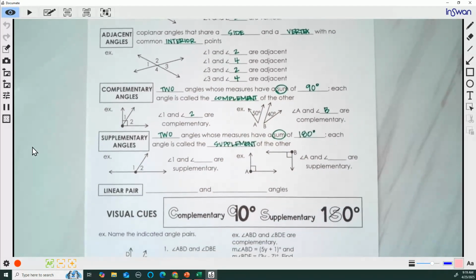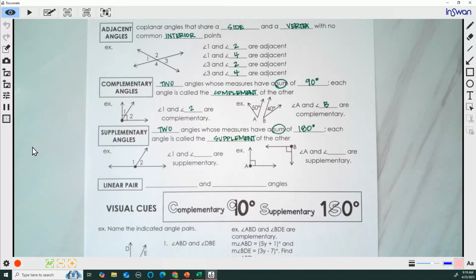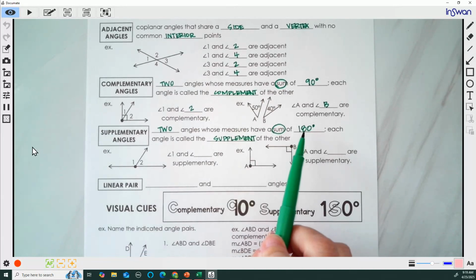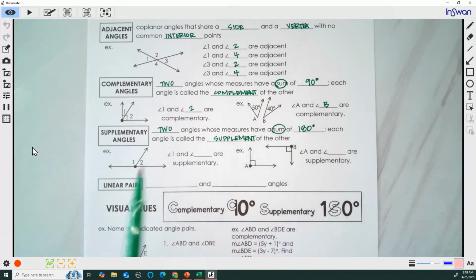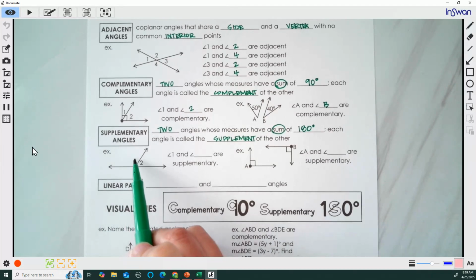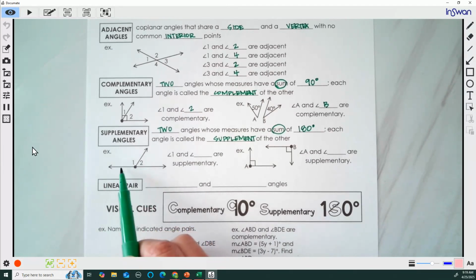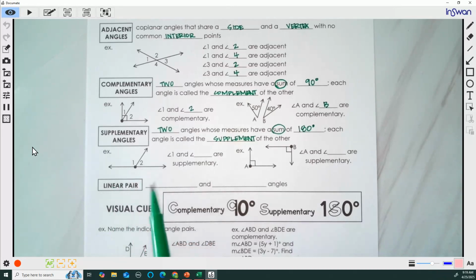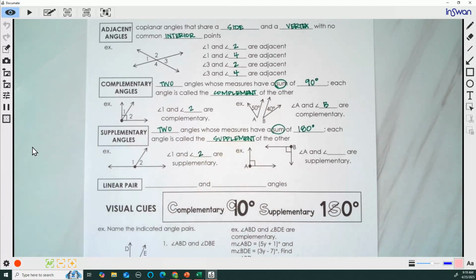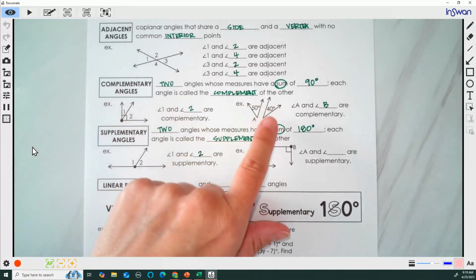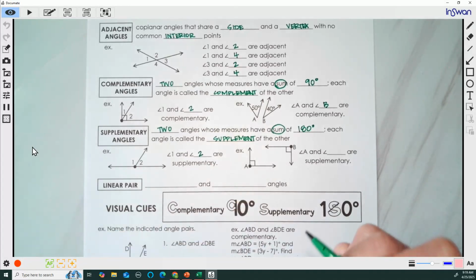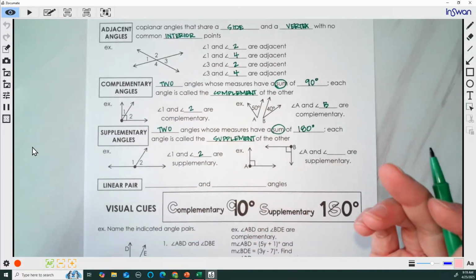Again, we have a couple of examples to show you what some supplementary angles look like. They have a sum of 180 degrees, which is our straight line. And so if we've got two angles that are sitting here together on a straight line, the measure of angle 1 plus the measure of angle 2 add up to this 180 degrees. That makes them supplementary. Again, just like our complementary angles, they don't have to be adjacent to each other. They can be separate.